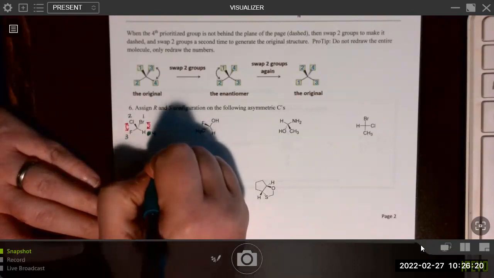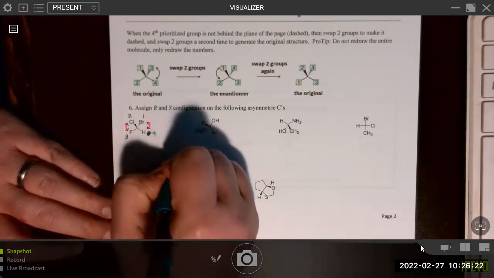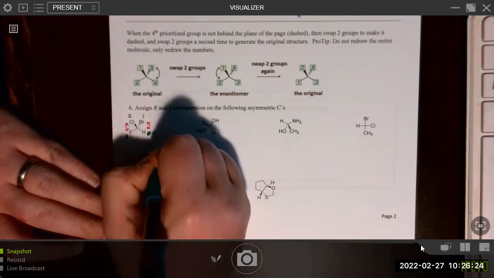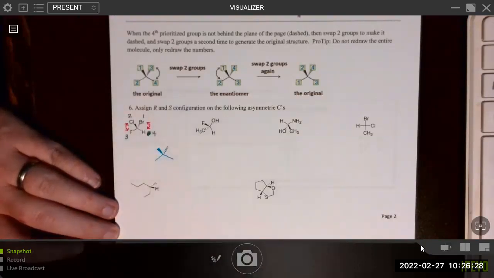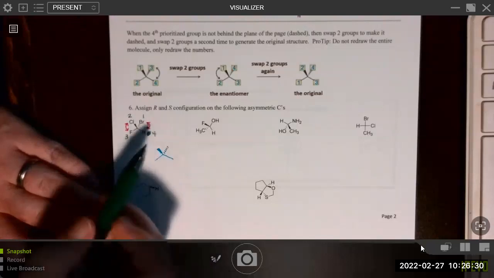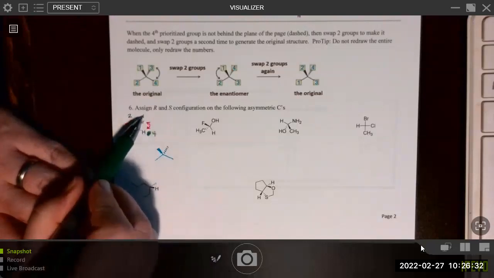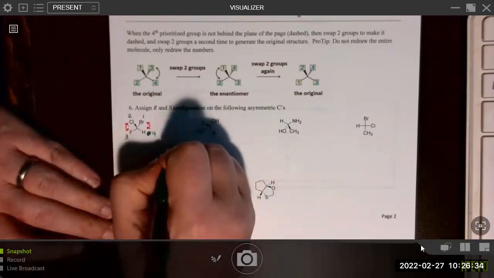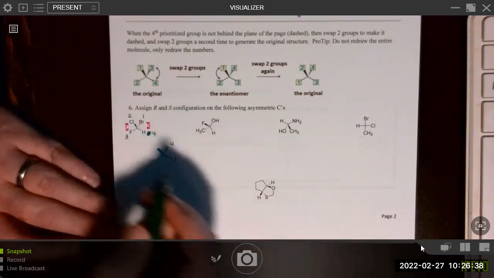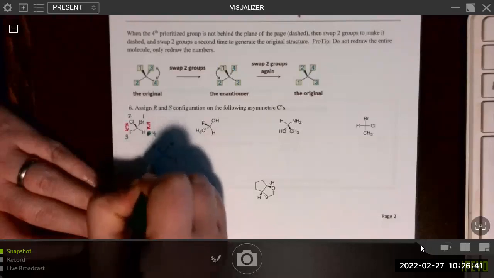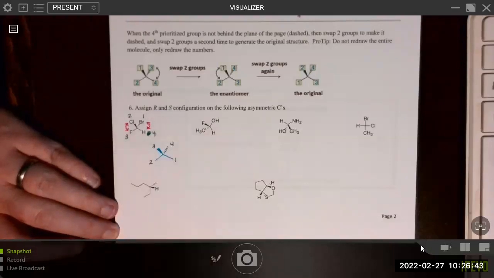So redrawing it, we're going to use our pro tip and just do 1, 2, 3, and 4. So recall that we switched 1 and 4. This is going to be 4 and this is going to be 1. And we switched 2 and 3. So 3 will be here and 2 will be there.